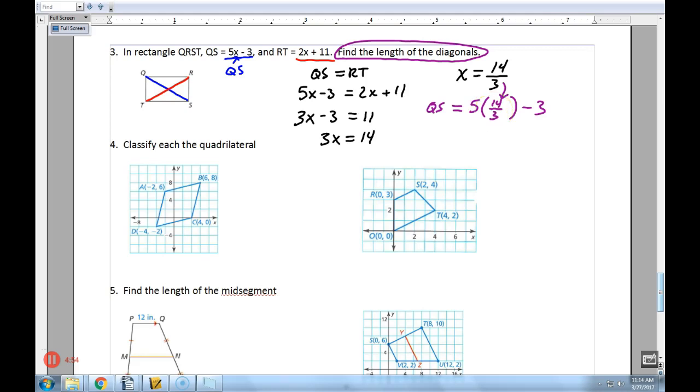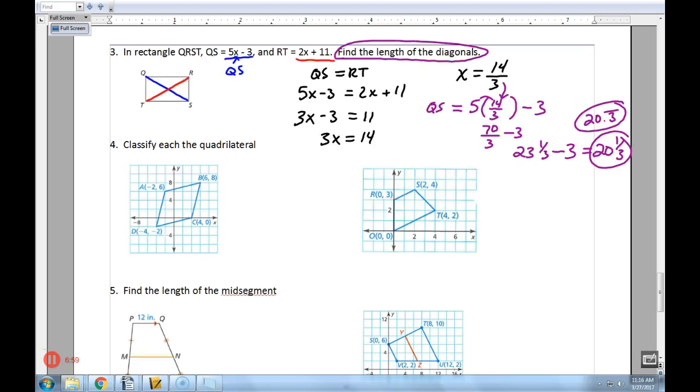So 5 times 14 thirds, well, the 5 times 14, that's 70 thirds minus 3. And 70 thirds is about, oh, what's that going there? Goes in there 2, that would be 60, 23 and 1/3. Take away 3. So it looks like 20 and 1/3, or 20.3 repeating if you want to use decimals. Either way, I don't care if you use decimals or fractions, I'll take either answer on that one.